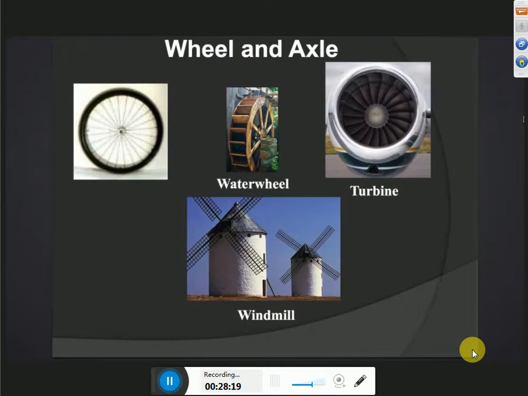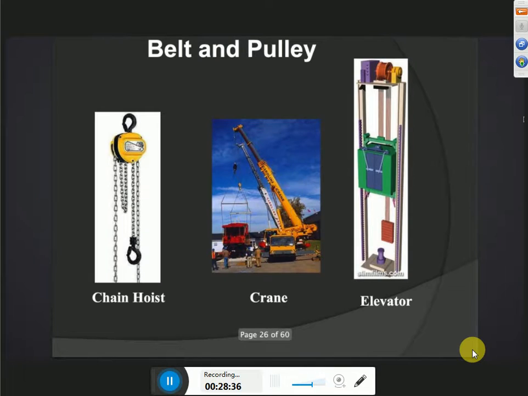Again, wheel and axle. Again, you can show some real life examples of those, and I'm sure you do show those. We can't draw this on the board, it's very difficult. We must show examples. Okay, the next slide. Belt and pulley applications. Okay, go to the next slide.